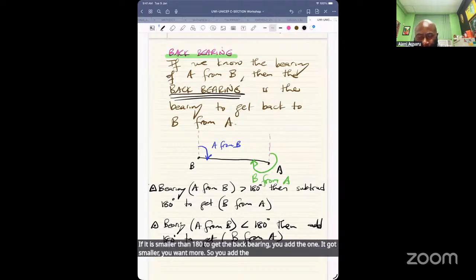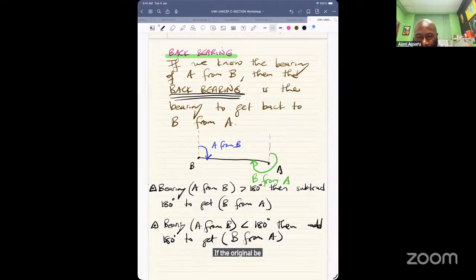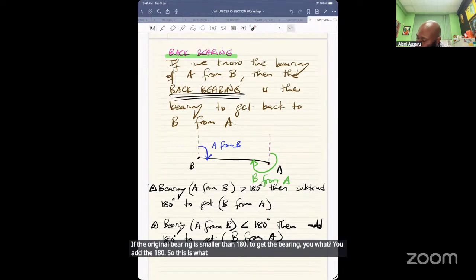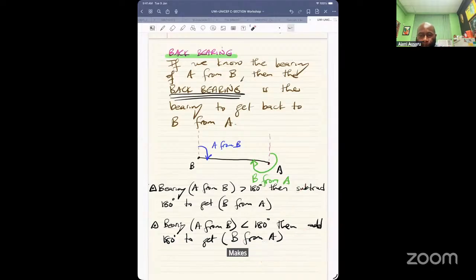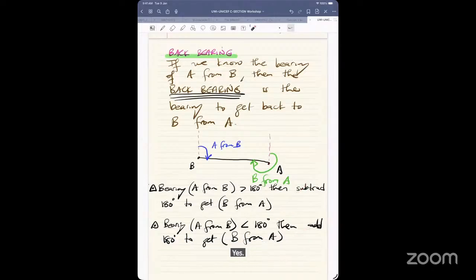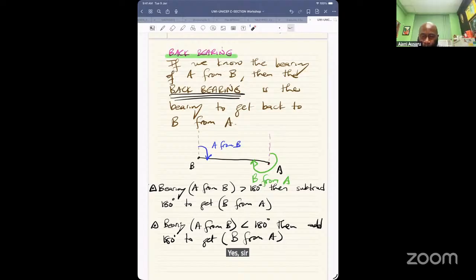So in both cases, to get the back bearing, it depends on what the original bearing is. If the original bearing is bigger than 180, you subtract the 180. If the original bearing is smaller than 180, to get the back bearing, you add the 180. This is what I'm saying in both of these bullets. Make sense? Easy to remember, right?